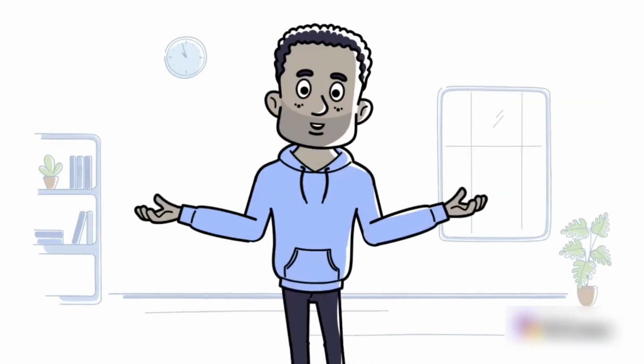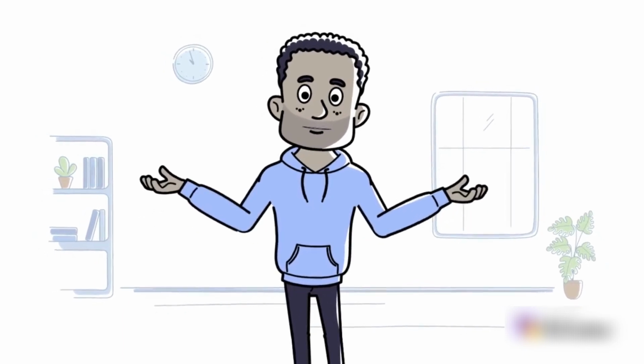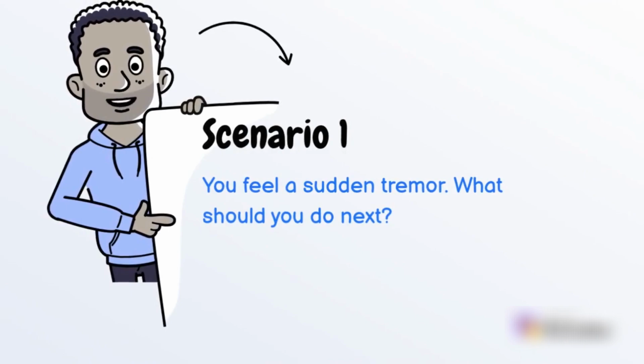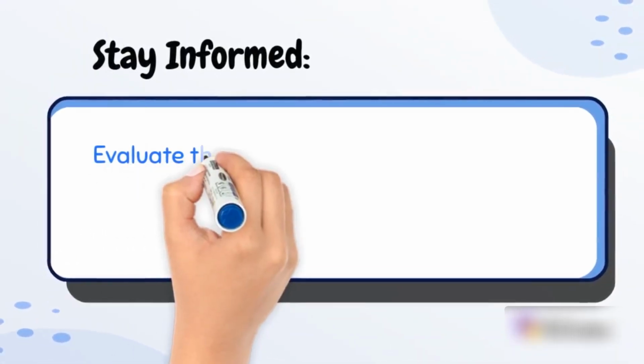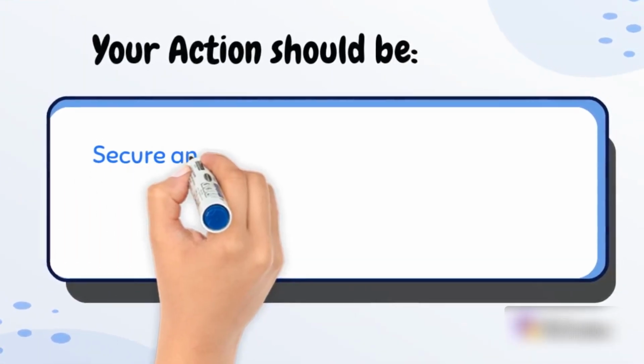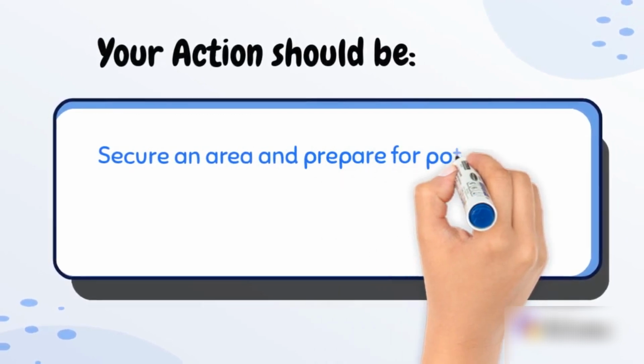Now let's test our knowledge with real-world scenarios. You feel a sudden tremor. What should you do next? Stay informed. Evaluate the intensity and duration of the tremor. Your action should be: secure an area and prepare for potential aftershocks.